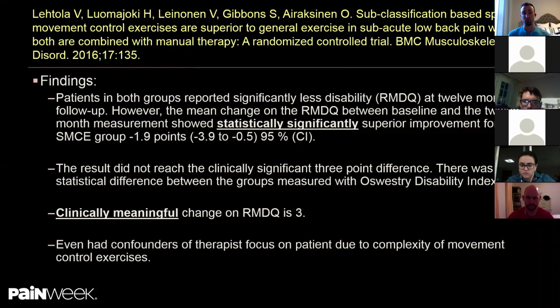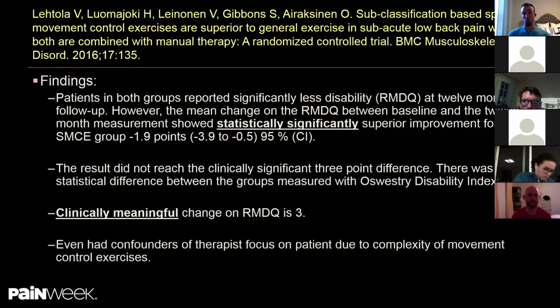And what I did find was interesting, if you read, is patients in both groups reported significantly less disability on the Roland-Morris Disability Questionnaire at 12 months. However, the mean change in the Roland Disability Questionnaire between baseline and 12 months measurement showed a statistically significant superior improvement for the specific motor control exercise group.